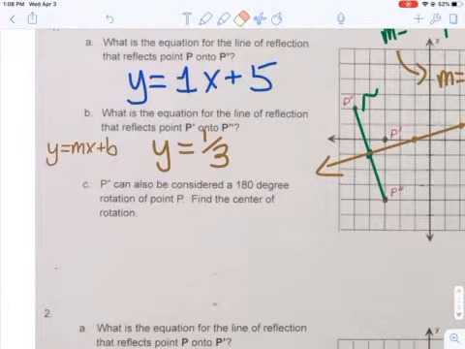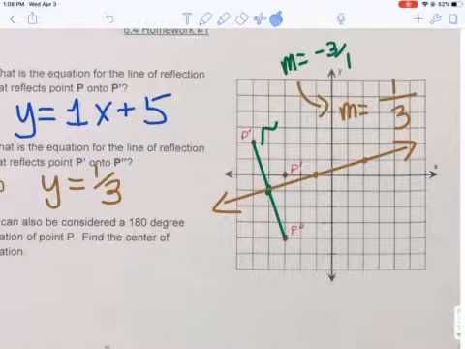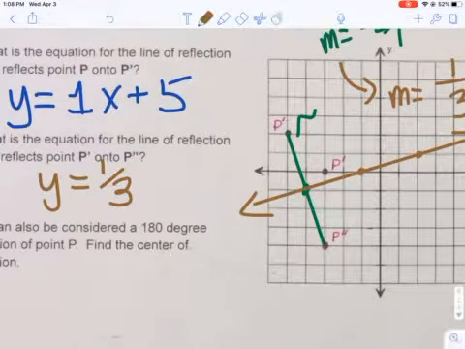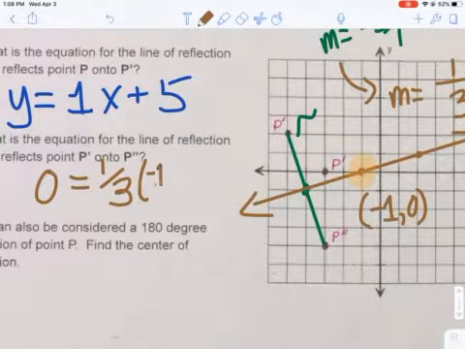Now the thing is, I can use literally any point on my line here, the line I just created. I'm going to go with this one. It doesn't matter which one. I could have used this one or this one, but I'm going to go with this point here. The reason is my coordinates are -1, 0. What that allows me to do is plug in 0 for my y and then -1 for my x. Now I'm just solving for b.